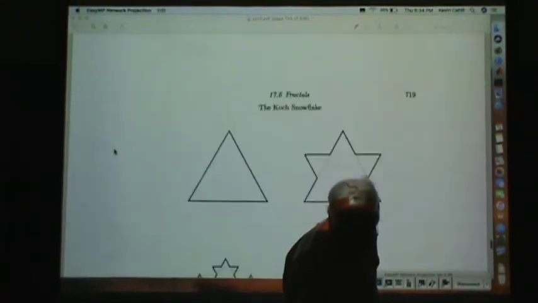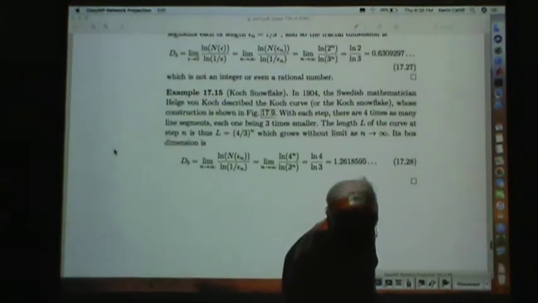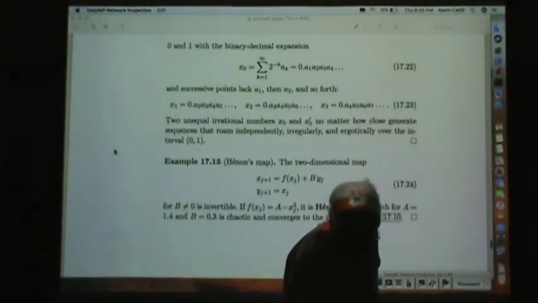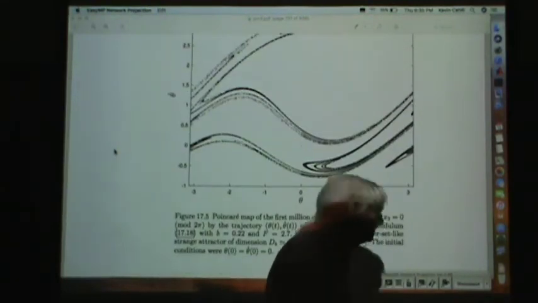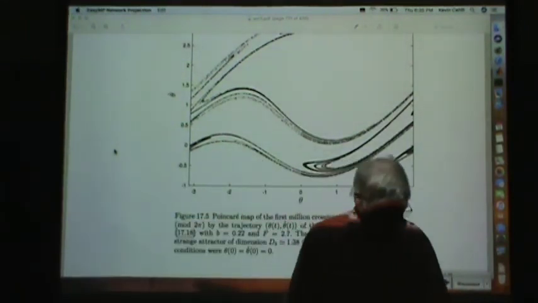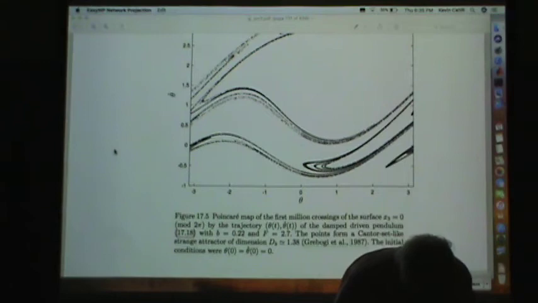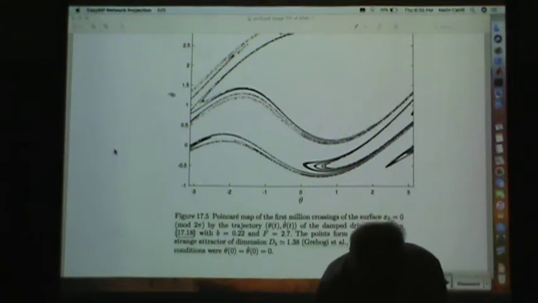Goodness, where the hell is that attractor? My goodness, what's going on? Maybe I dropped the attractor from the chapter. It says figure 17.10.8. Well, there it is. It's way at the end here.